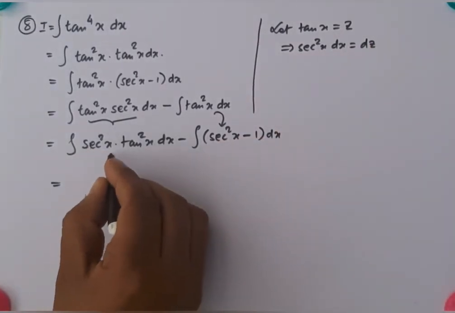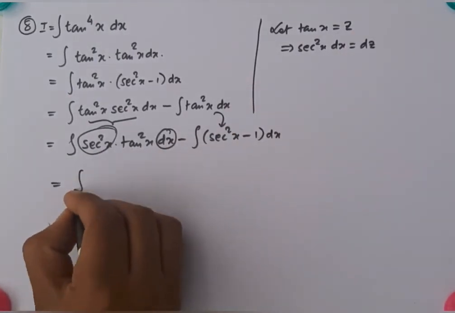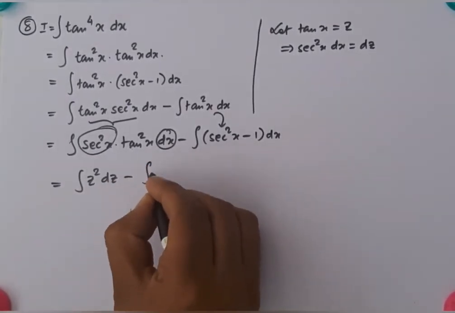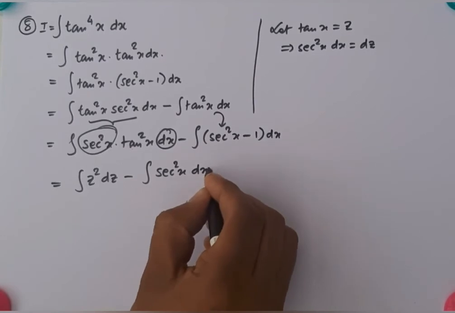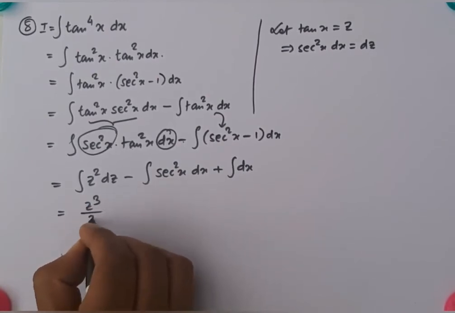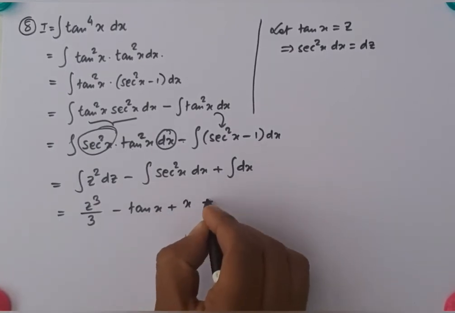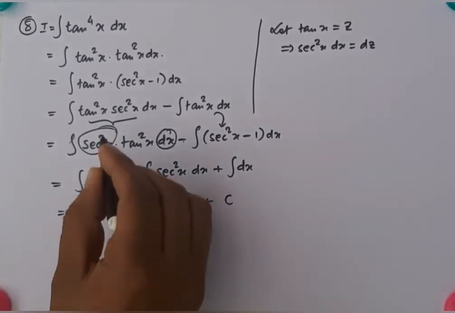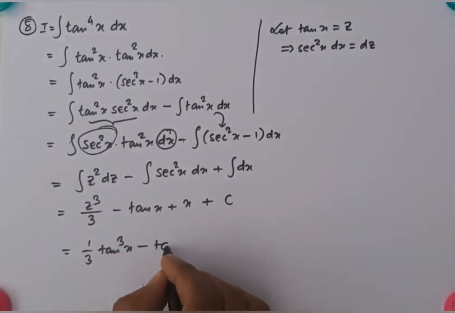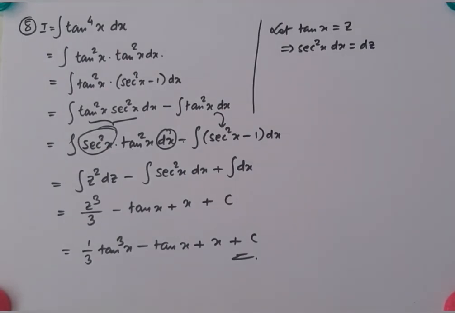If I do that, sec square x dx is dz and tan x is z, so this integral will change into integral of z square dz minus integral of sec square x dx. Minus into minus becomes plus, so it is integral dx. Now it is z to the power 3 by 3 minus the integral of sec square, which is just tan x, plus x, with a constant of integration. So 1 by 3, z is tan x, so this becomes tan cube x by 3 minus tan x plus x with a constant of integration. You may pause the video and note it down.